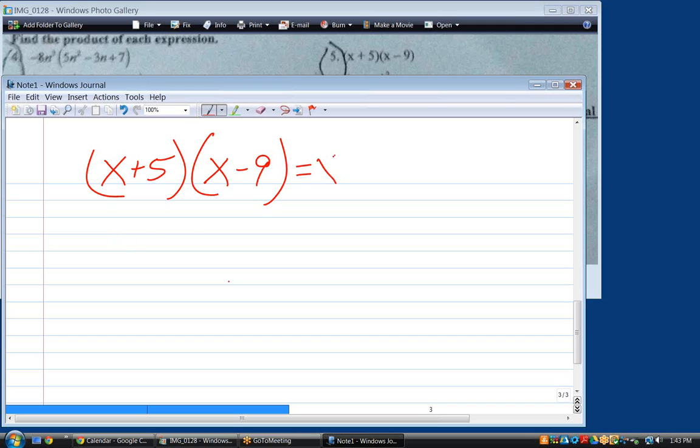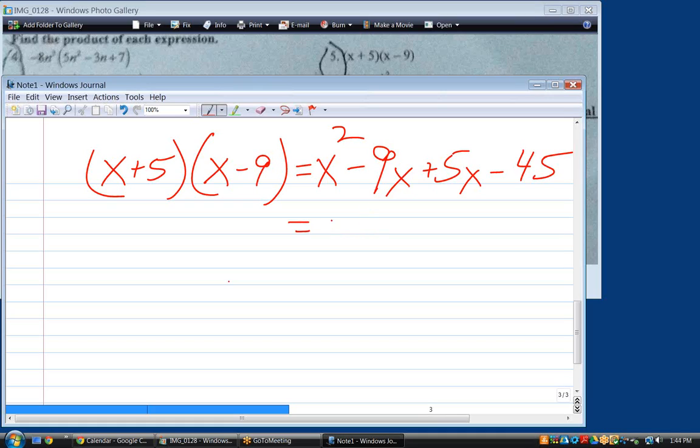Wouldn't that be x squared? Next. That would be negative 9x. Next. Plus 5x. And last. Minus 45. Your skills are getting better, Patrick, I can tell. Simplify that.